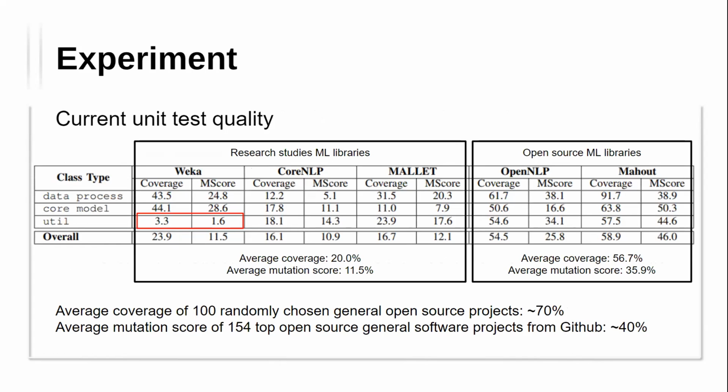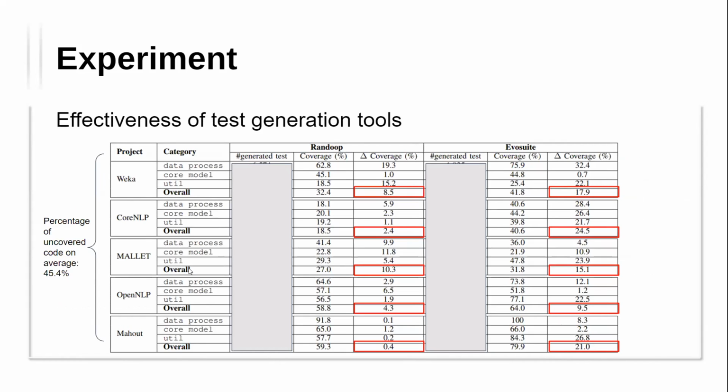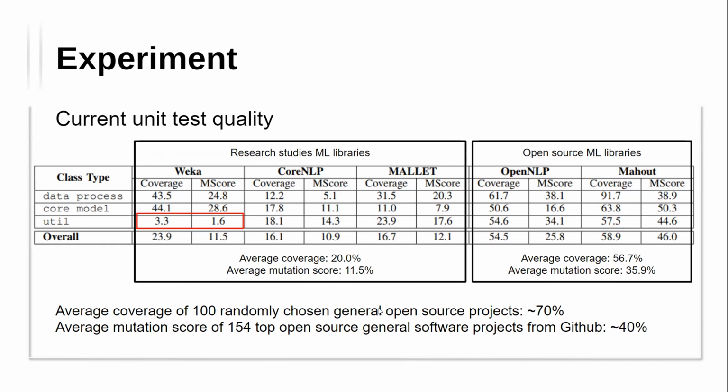First, we talk about the existing test suites' test quality. You can see this table is a lot of data. We split it up broadly into 2 categories here: the ones about the academic machine learning libraries and the ones about the open source libraries. We can see that the average coverage for the academic ones is actually much lower than the average coverage for the open source libraries. And the same goes for the mutation score. In particular, there is very poor coverage for the util classes for this one library, Weka. So the authors noted that the coverage in general for machine learning libraries is less than for more general open source projects.